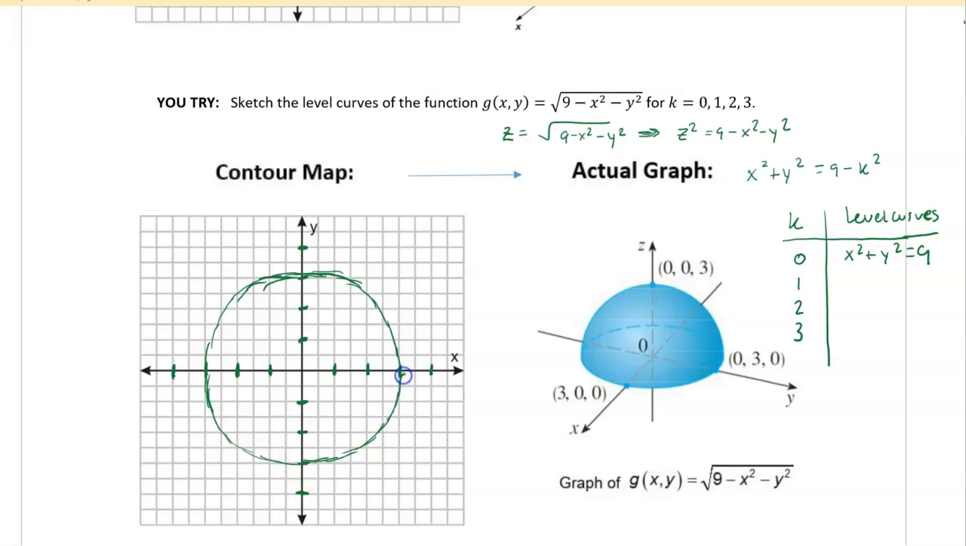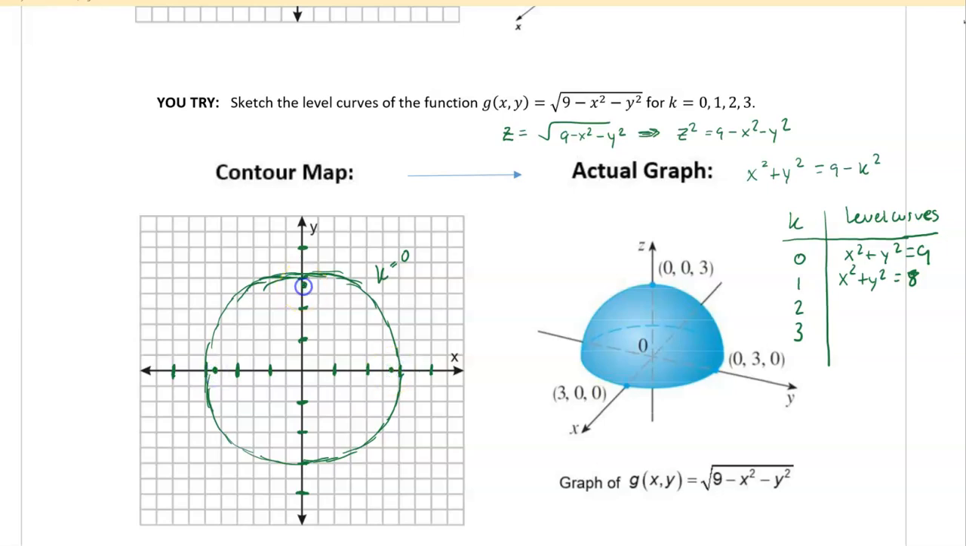So there is our first level curve for k equals 0. When k equals 1, there's going to be x squared plus y squared equals 9 minus 1 squared, which is 8. There's a circle of radius square root of 8, which I believe is going to be closer to 3 than it is to 2. So I'm going to take a guess that maybe square root of 8 is somewhere right there.